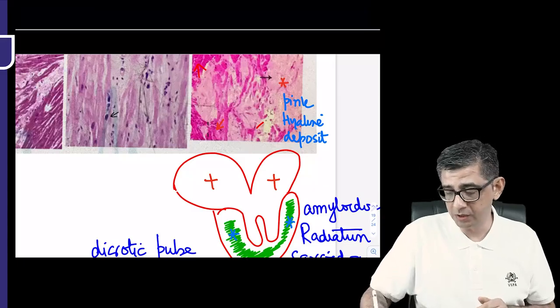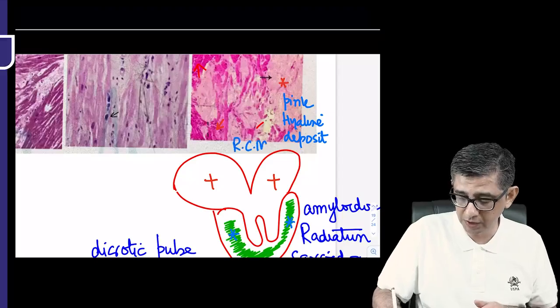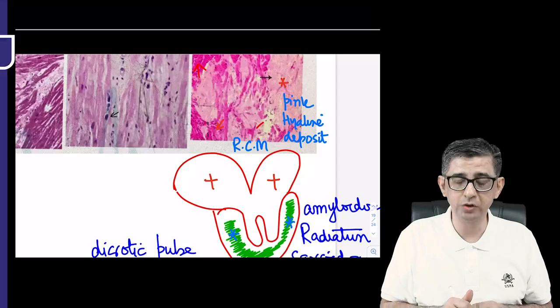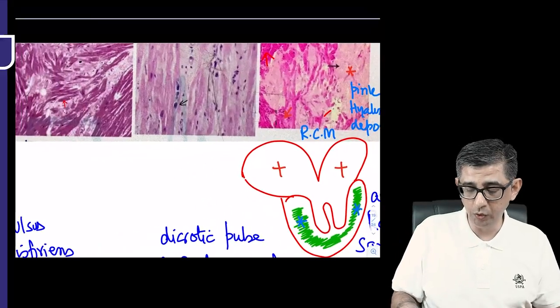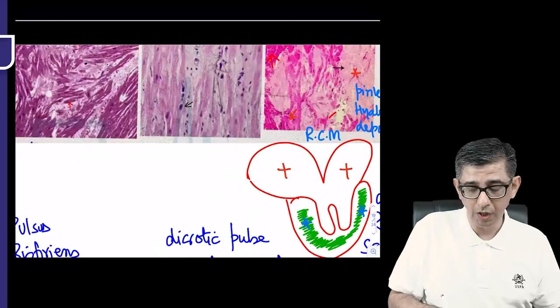These pink hyaline deposits are those of amyloid protein. So the slide which could be given is that of RCM. I would also like to use this opportunity to mention that if they give you a histopathological slide, in which he gives you these.